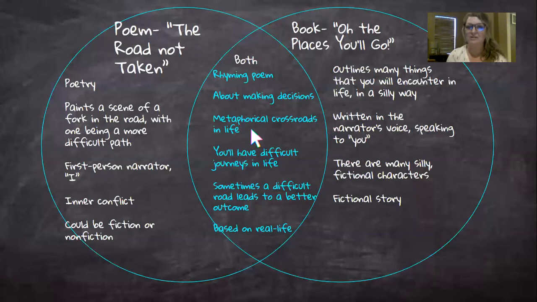Metaphor means you're comparing something to something else, right? You're basically saying life is a highway. Have you heard that metaphor before? Life is a highway. Or life is a winding road. That would be a metaphor. So metaphorical crossroads in life, where he's having to make a decision, right? You'll have difficult journeys in life. That's kind of a common theme to both of them. Sometimes a difficult road leads to a better outcome. That's what I took away from especially the poem, but also the book.